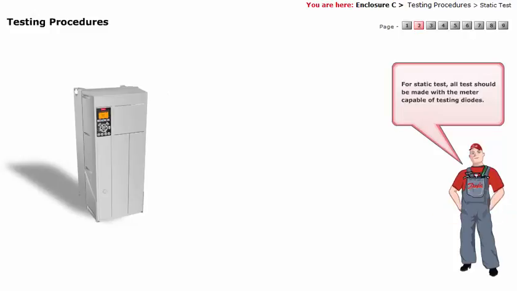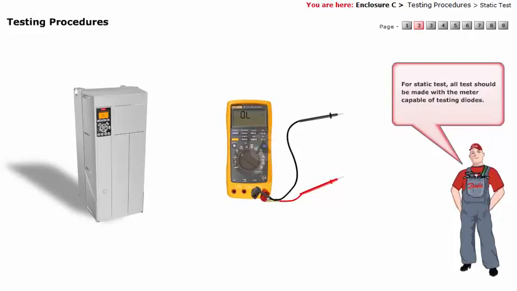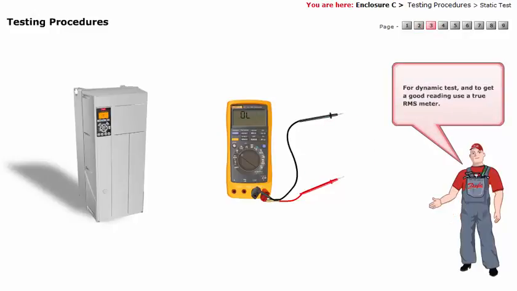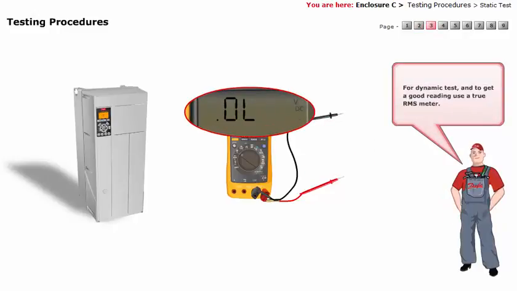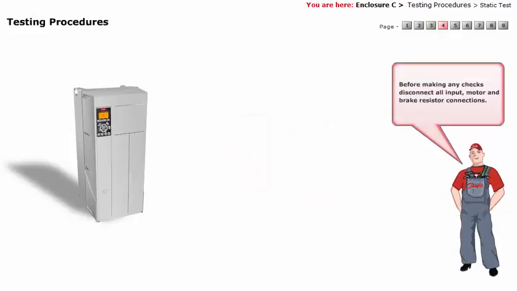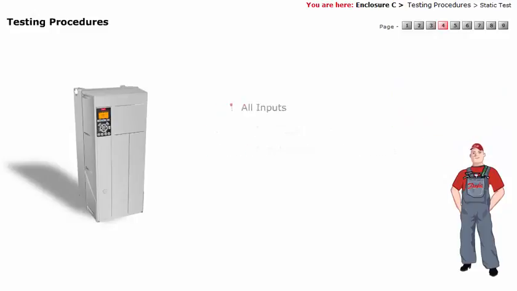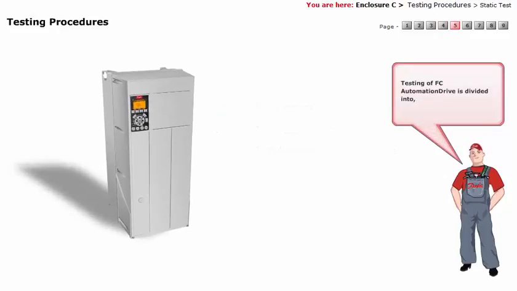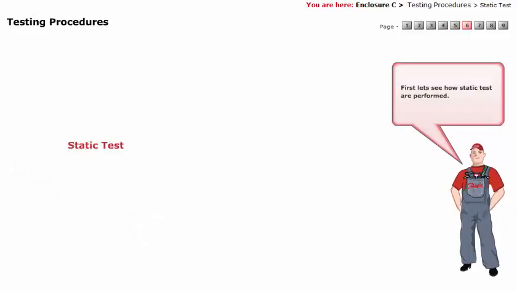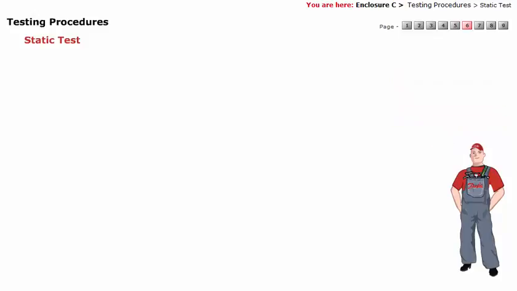For static test, all tests should be made with a meter capable of testing diodes. For dynamic test, and to get a good reading, use a true RMS meter. Before making any checks, disconnect all input, motor, and brake resistor connections. Testing of FC automation drive is divided into static test and dynamic test. First, let's see how static tests are performed.